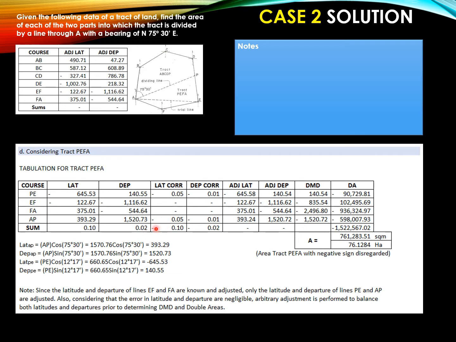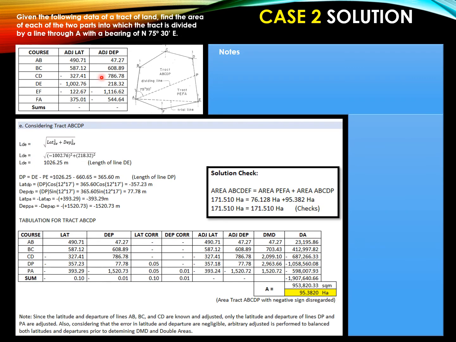Okay? So, ayan, adjusted latitude, then DMD, double areas and makukuha na natin si area. So, the answer is 76.1284 hectares. So, ganyan po yung pag-compute ng case number 2. Okay. Ayan. So, this is the continuation of case number 2.